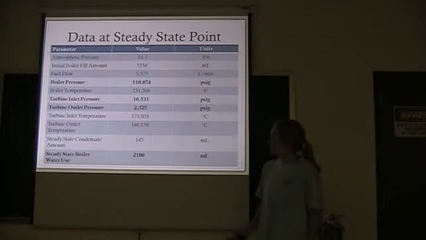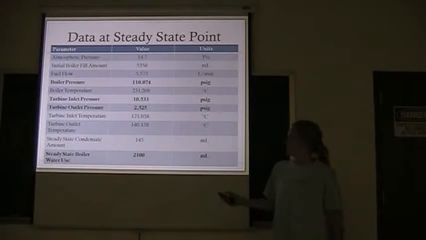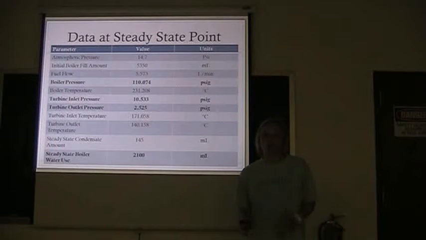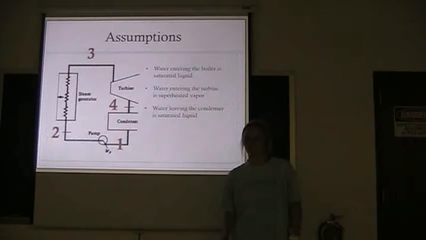And I just wanted to point something out that's kind of interesting. The boiler pressure was 110 psi, but then we had a significant drop to the inlet of the turbine, which seems like an awfully huge drop in pressure. So we must have had a lot of losses between the exit of the boiler and entering the turbine.